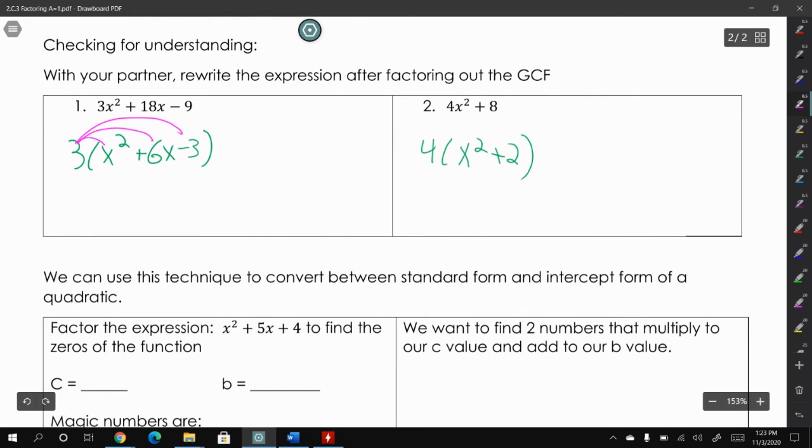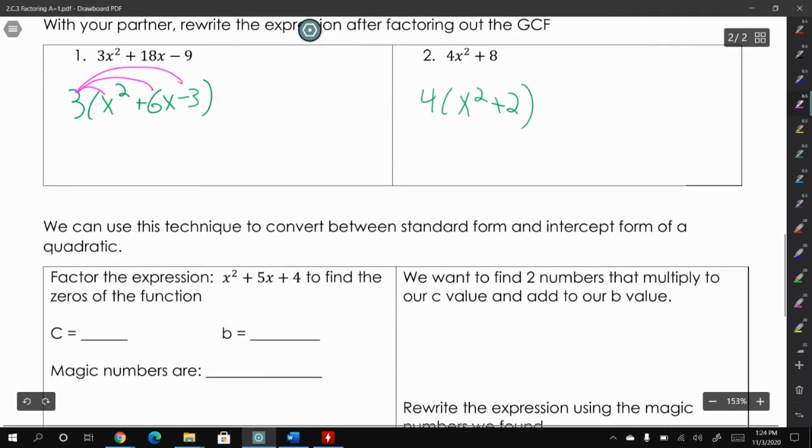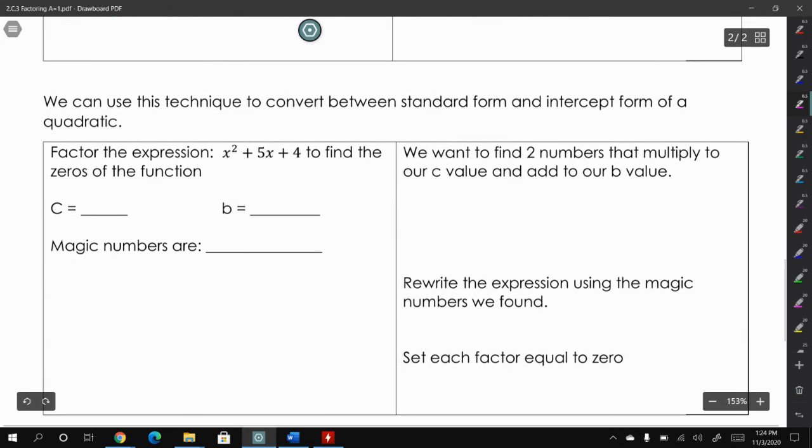Now, like I said at the beginning, the reason we want to know how to factor is because we can go from standard form to intercept form of the quadratic and then find our x-intercepts. So let's look at this quadratic expression, x squared plus 5x plus 4, to find the zeros of the function. There's no greatest common factor here. They don't have an x in common, they don't have anything else in common. So we're going to use a factoring technique that uses what I call magic numbers. What we want to do is find two numbers.